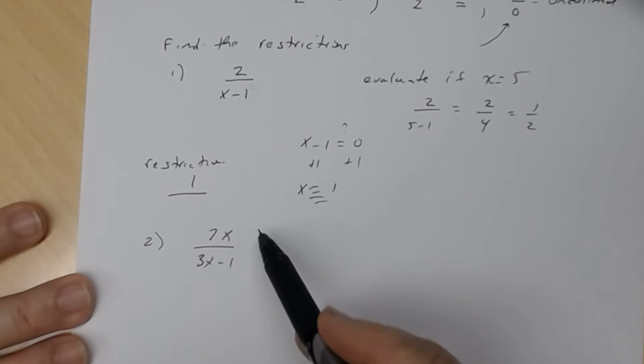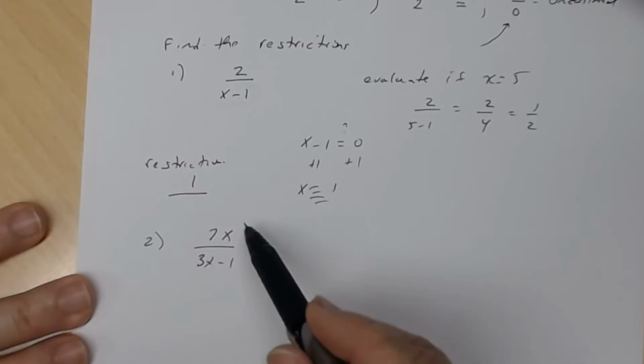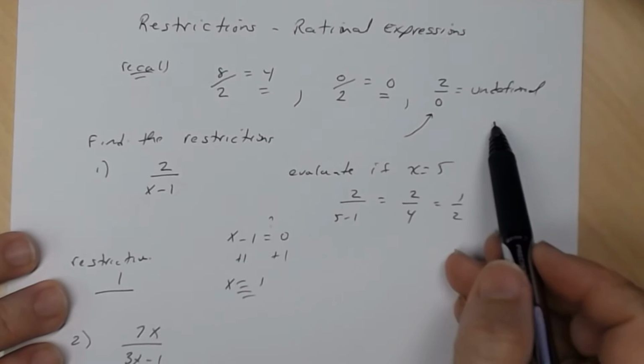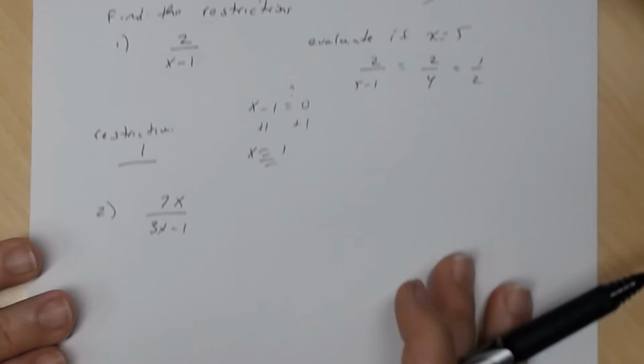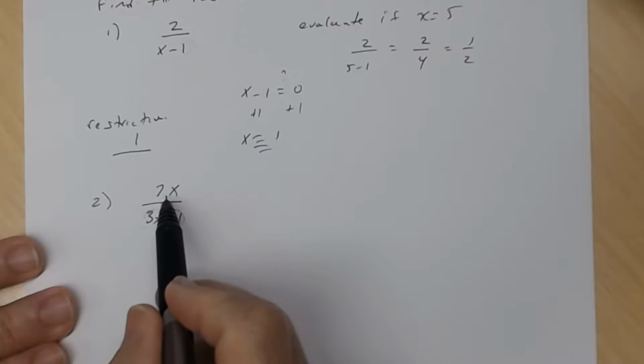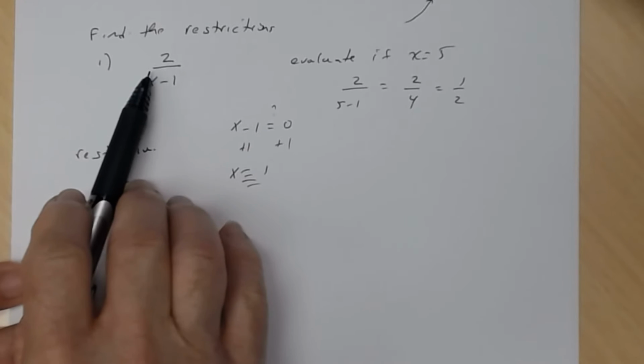And again, I want to find the restriction. I want to find where this expression is undefined. So where is it undefined? It's undefined when the denominator is 0. So basically, I take the denominator. It doesn't matter what the numerator is. So notice I didn't look at the numerator over here.